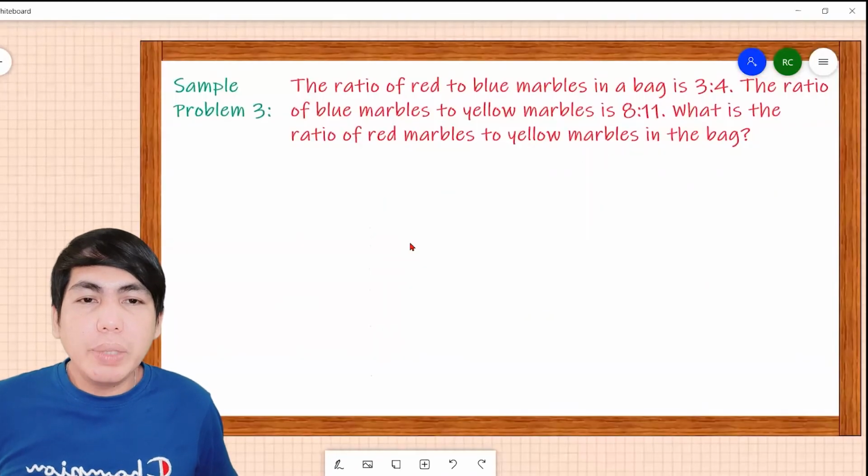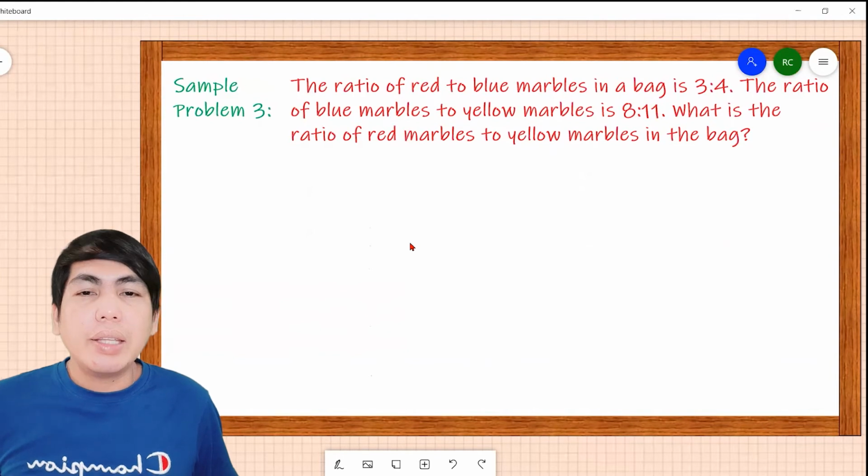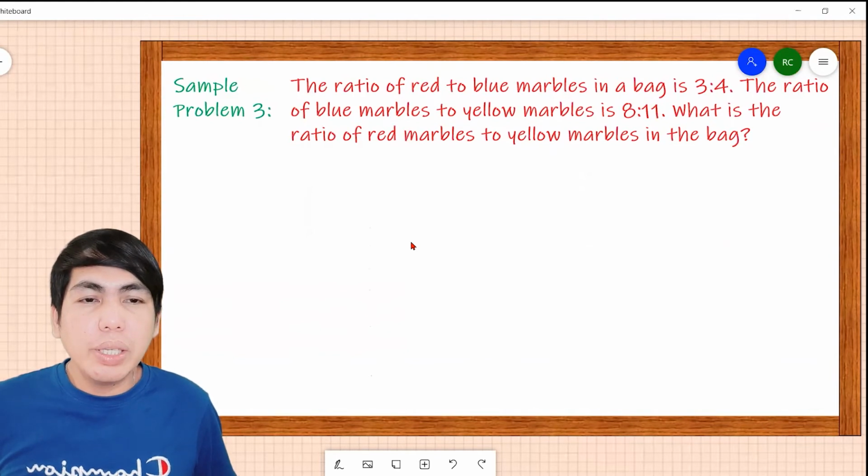The ratio of red to blue marbles in a bag is 3:4. The ratio of blue marbles to yellow marbles is 8:11. What is the ratio of red marbles to yellow marbles in the bag?